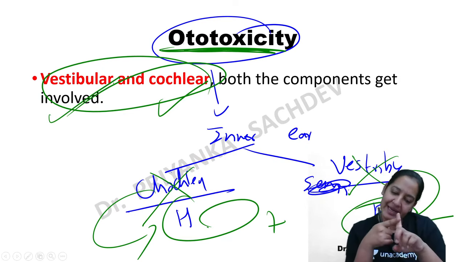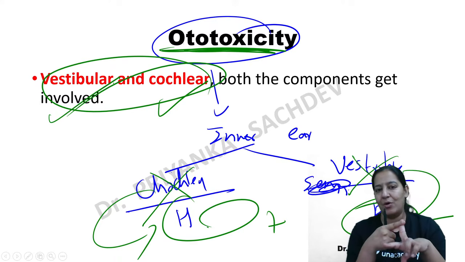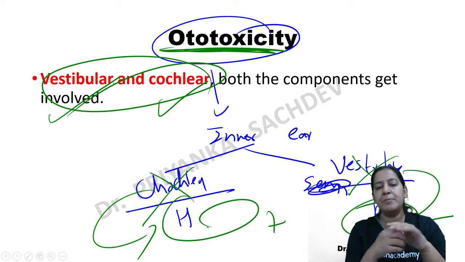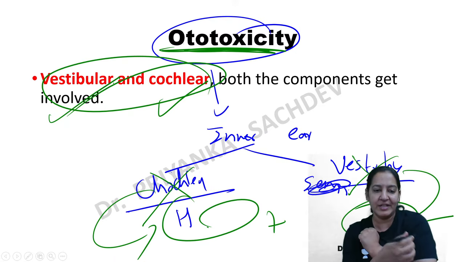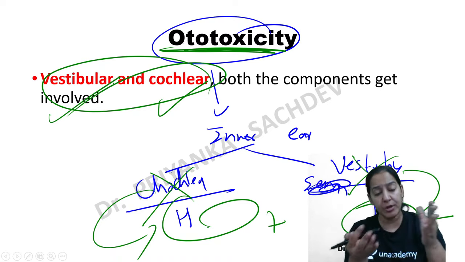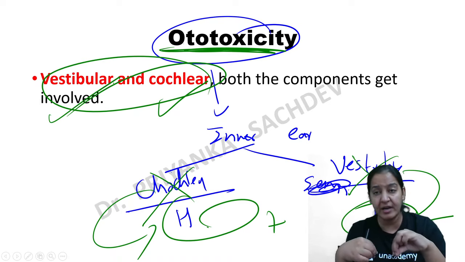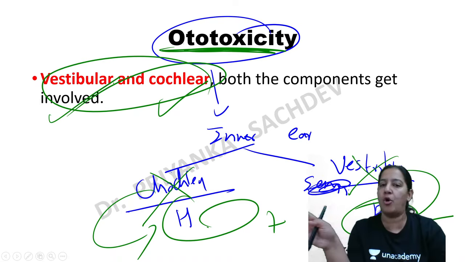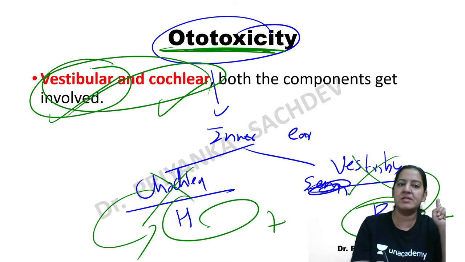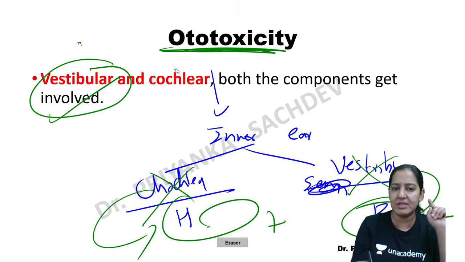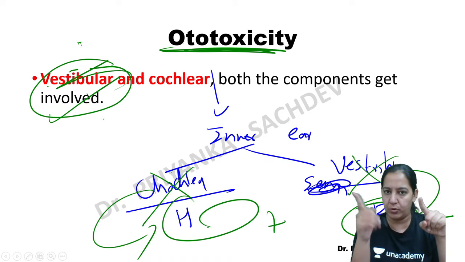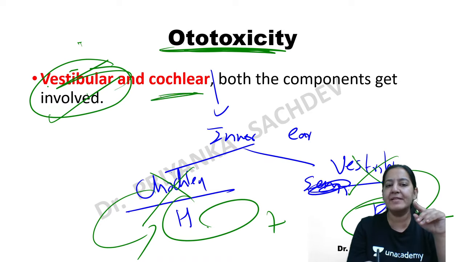So the person has a problem in hearing and also a problem in balancing. In hearing, the person will become deaf, with bilateral deafness. Just suppose I am giving an injection of one of the aminoglycosides to my patient, and by mistake I have given more dose. The patient will have toxicity, so from the blood the drug will go to the cochlea and damage the cochlea, and damage the vestibule also. Give me a thumbs up. Cochlear toxicity is deafness, and vestibular toxicity is vertigo. The patient will have dizziness. Cochlear damage is irreversible.